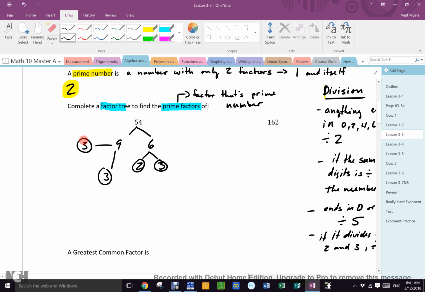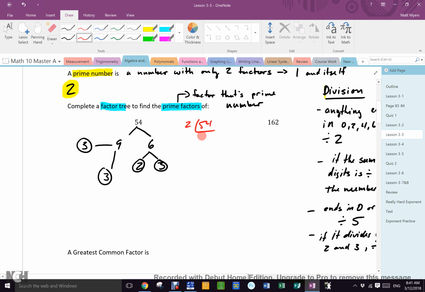Is everybody cool? You all remember doing this? Some teachers go sideways. 6, 9, 3, 3, 2, 3, right? It just depends on who your teacher is. When I make a factor tree, I go like this. 54. I break it down this way. I see that it's even.